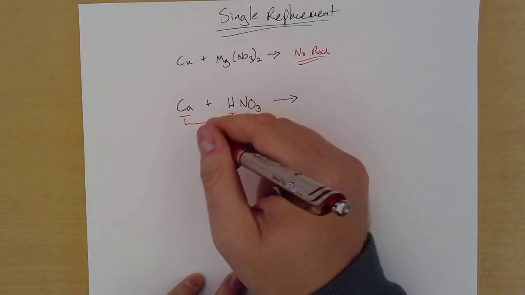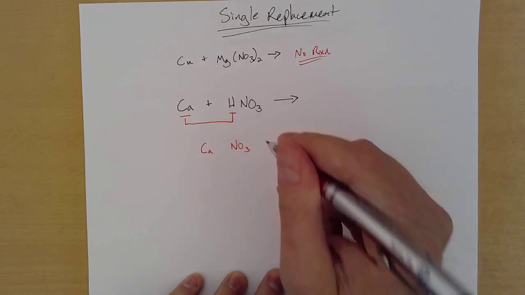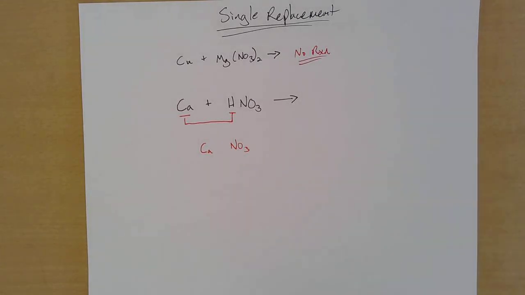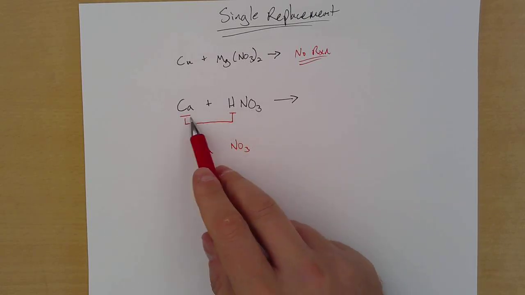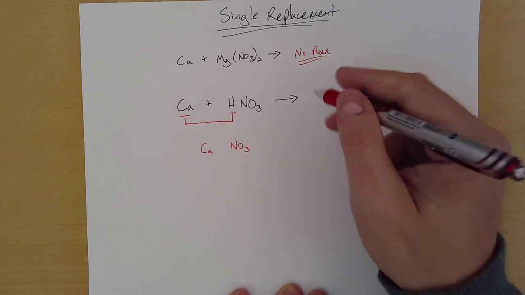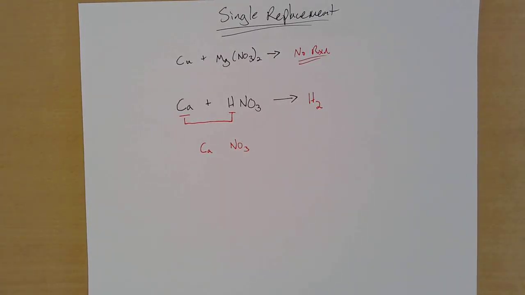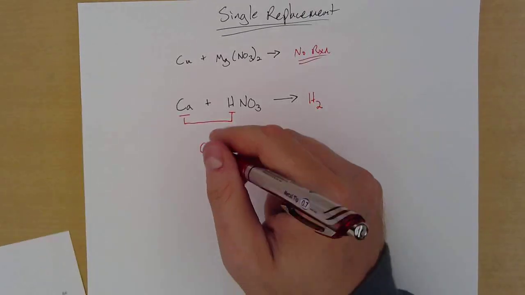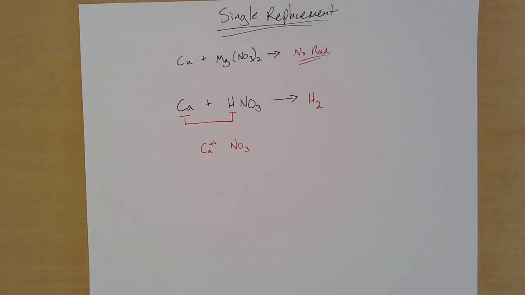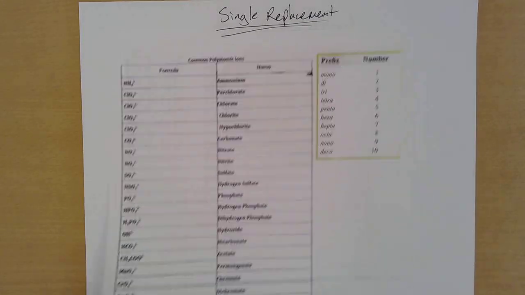So I'm going to have Ca, and I'm going to have NO3. I need to find out what the charge is on these if I'm going to make the product. Ca and NO3 are going to combine together, and H is going to get kicked to the side. Well, that's a diatomic, so that has to be H2. Now let's put these other ones together. I'm going to use my periodic table. Calcium is in this +2 column, so it has a +2 charge. NO3 is a polyatomic ion, so it has a -1 charge.